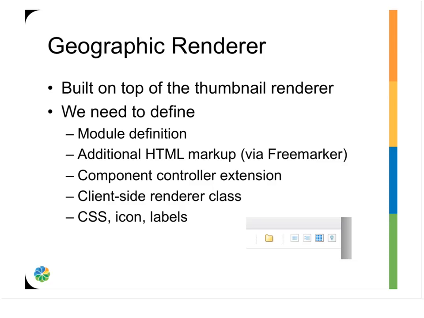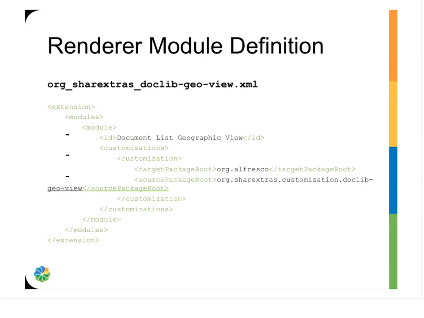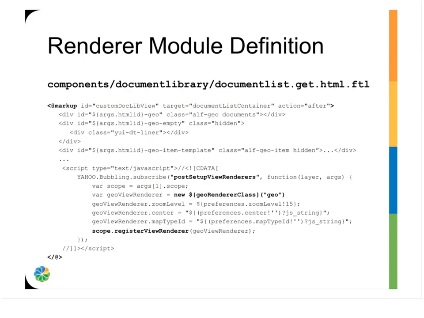So I can walk through these components that I'm providing. Firstly, the XML module definition. There's not a huge amount to see here. All this is doing is binding in our customization to the document details web scripts. So then within that org.shareextras customization doclib geoview package, I've got some further files that will extend the files within the document list component that's already provided in Share.